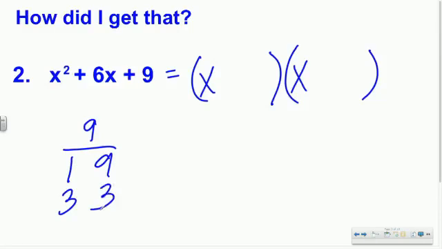Those are factors for 9. Now I have to figure out which pair of factors combines to give me 6. All right, so 1 plus 9, that's 10. And 3 plus 3, that is 6. So that's how I knew I needed x plus 3 and x plus 3. Okay?